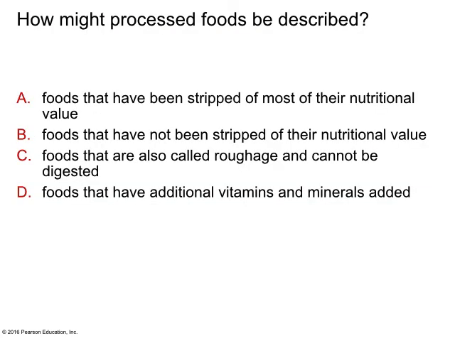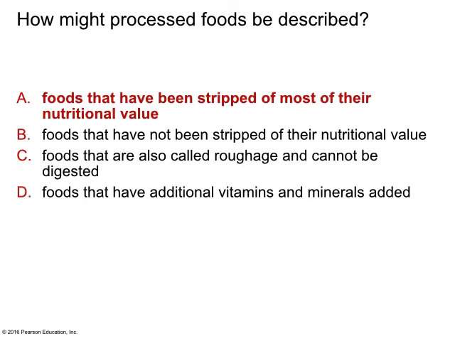So, how might processed foods be described? Processed foods are foods that have been stripped of most of their nutritional value, foods that have not been stripped of their nutritional value, foods that are also called roughage and cannot be digested, or foods that have additional vitamins and minerals added. And remember, processed foods are any food that you're going to find packaged in the grocery store. And A is the right answer.